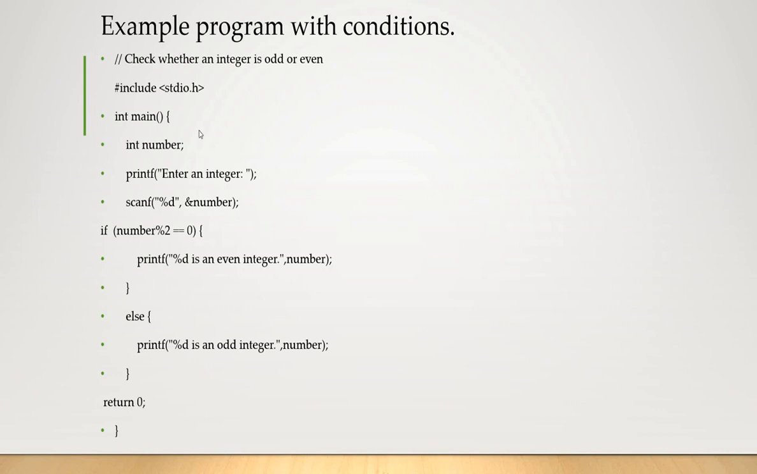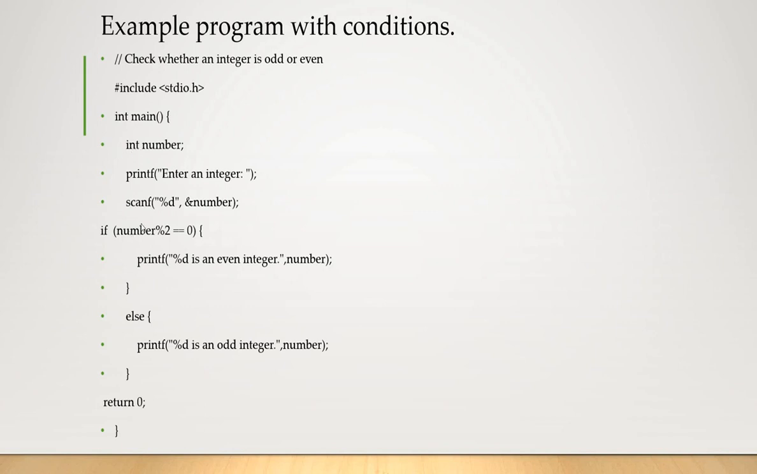So we have already seen this. The library is mentioned here, stdio.h is the library used here, and the main function is of type int, and therefore you have to mention the return statement, return 0. We are declaring the number as int, and we are printing the statement enter an integer, and we're getting the input from the user, and we are storing it in number, which is of type int. Therefore we are using this percentage d to mention that we are getting an input as an integer only.